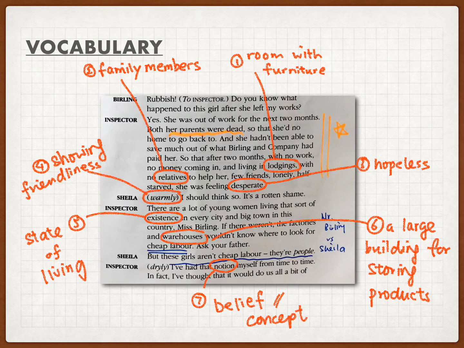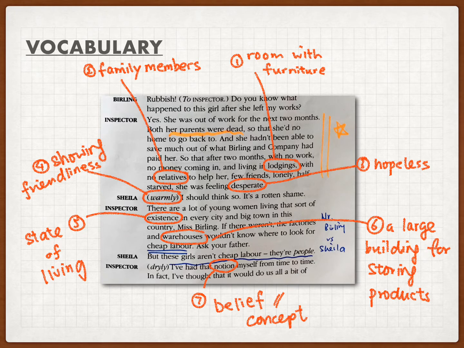And number three, desperate. So she was feeling hopeless, hopeless after she lost her job at Burling and Company. And then Sheila's reply, in her stage direction, warmly. So she was trying to show her friendliness still, because she didn't know that the rest of the thing would be related to her. So she still replied warmly, showing her friendliness.